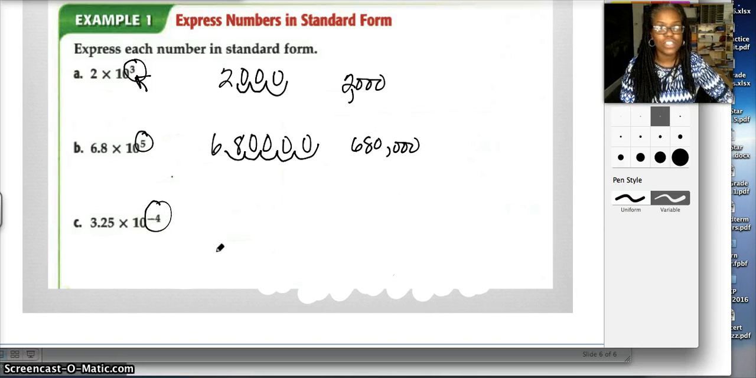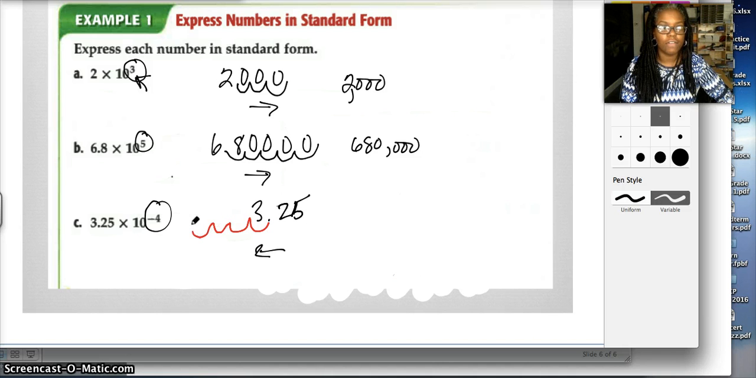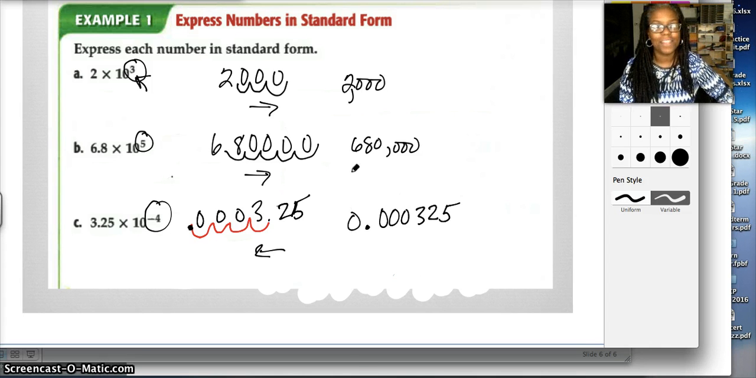Here, we have a different situation. We're dealing with a negative exponent. So as I mentioned before, with a negative exponent, we don't move to the right as we did in these two examples. We're going to actually move to the left. So here we have 3.25. Now, let me use red, I'm going to move 1, 2, 3, and 4 spaces, and I'm going to fill those spaces with zeros, and I'm going to emphasize the fact that my decimal point is now here. So this answer is going to look like this. Of course, we can put a 0 in the front there. All right, so that's it for example 1.